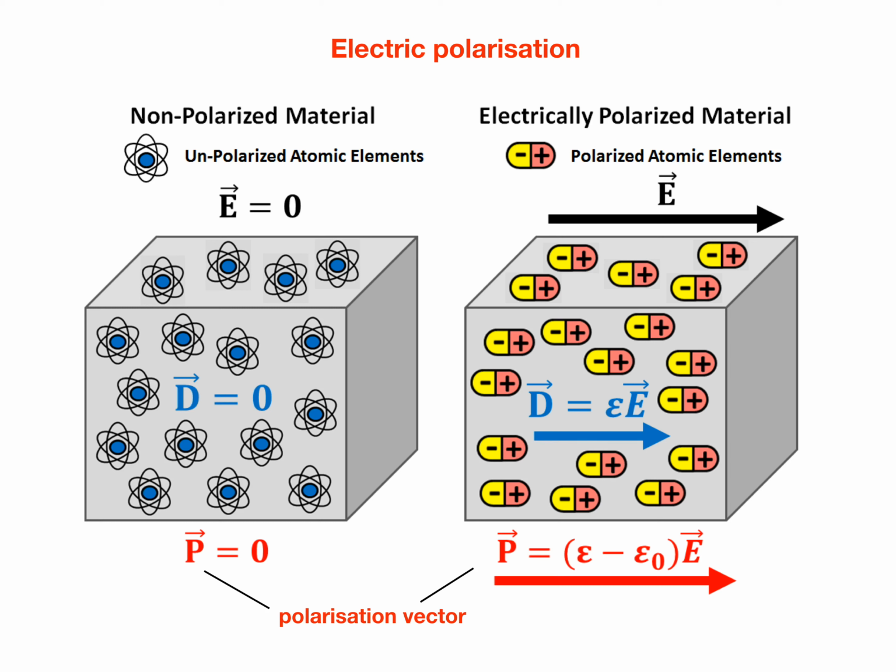Associated with this charge separation is therefore a polarization field that opposes the electric field. This polarization field P is given by epsilon, the actual permittivity inside the cube, minus epsilon naught, the permittivity of free space, times the electric field inside the cube. So P equals epsilon minus epsilon naught times E. The electric flux density D inside the material is given by the familiar equation D equals epsilon E, as long as the material is isotropic and linear.